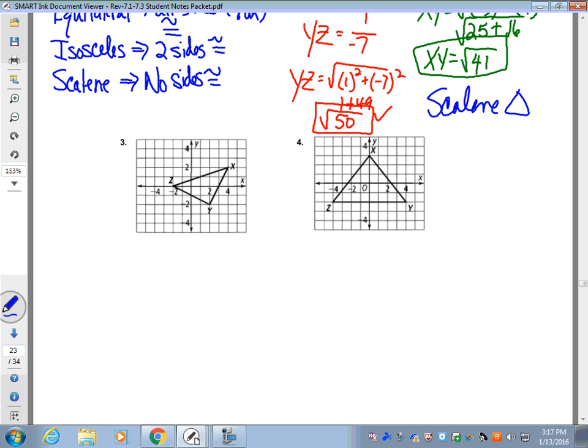We need to find the distance, the length. We need slopes and distance. There's one you don't need to do the slope for. There's one you should be able to find the distance to just by looking at it. Yep, ZY, you can find the distance just by looking at it. You can just count. That's 8. So we already know that one's 8 just off the graph.